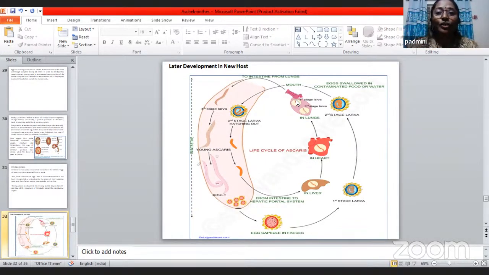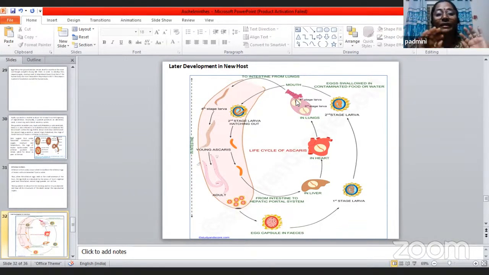Why do they have to reach the esophagus? Because they have to again reach the intestine. From the mouth, they go into the esophagus, from the stomach into the intestine. Because as I told you all, these roundworms are free swimming stages that survive only in the intestine of the humans. So that is the reason why from the pharynx into the mouth, from the mouth again they go into the esophagus, from the esophagus to the stomach, and from the stomach into the intestine.